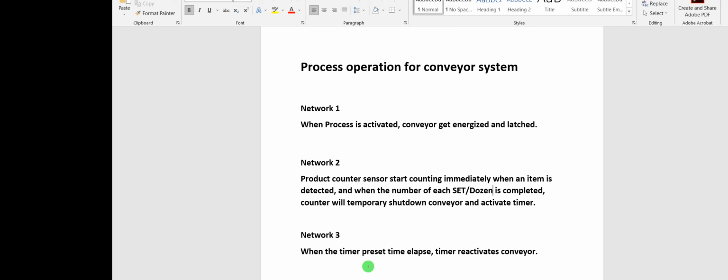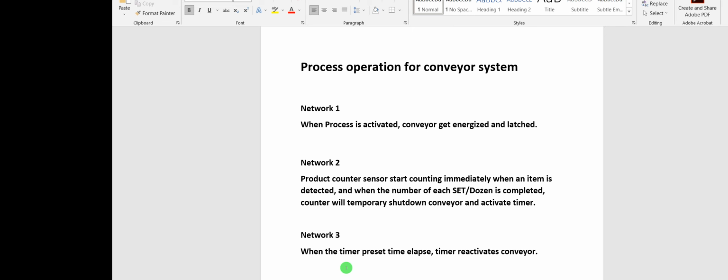So the timer will hold on. There is going to be another machine, but it's not included in this design. That holding time of the timer is to enable another machine to pack out, to evacuate that set of a dozen, or set of produced finished items, for a while. Then another sequence of counting another dozen will commence again. Okay, so that is for this network, right?